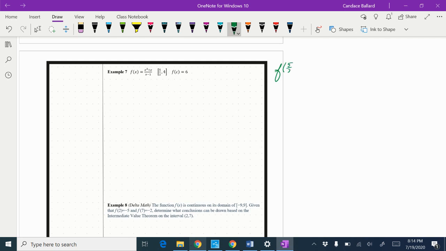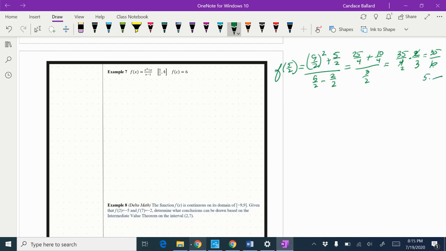So I've got to put in f of 5 halves. I'm putting 5 halves into this mess, which is truly a mess. So we've got 5 halves squared plus 5 halves over 5 halves minus 1, which I could rewrite as 2 over 2. 5 halves squared is 25 fourths, and I'm going to make this into fourths, so that would be 10 fourths over 3 halves. This equals 35 fourths. And then instead of leaving this down here, I'm going to flip and multiply in the same step here. And it looks like 2 can go into 4 twice, so I've got 35 sixths, which if I take 6 and go into 35, it goes in there like 5 point something times.